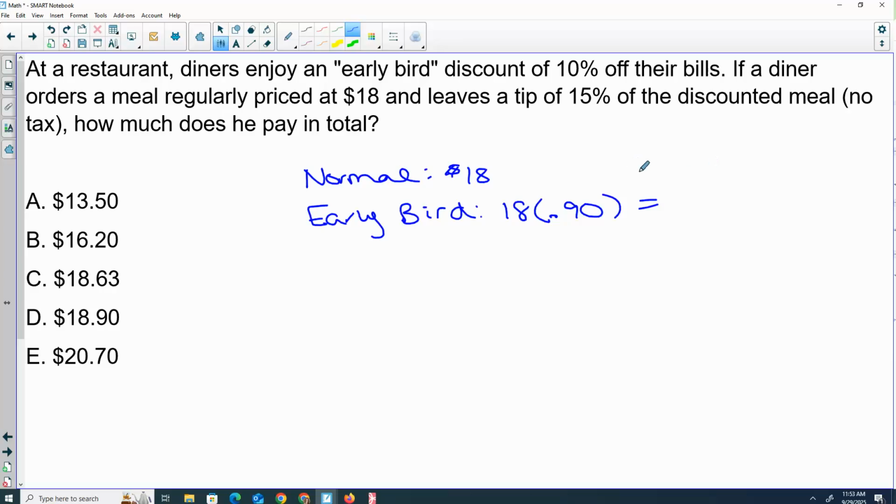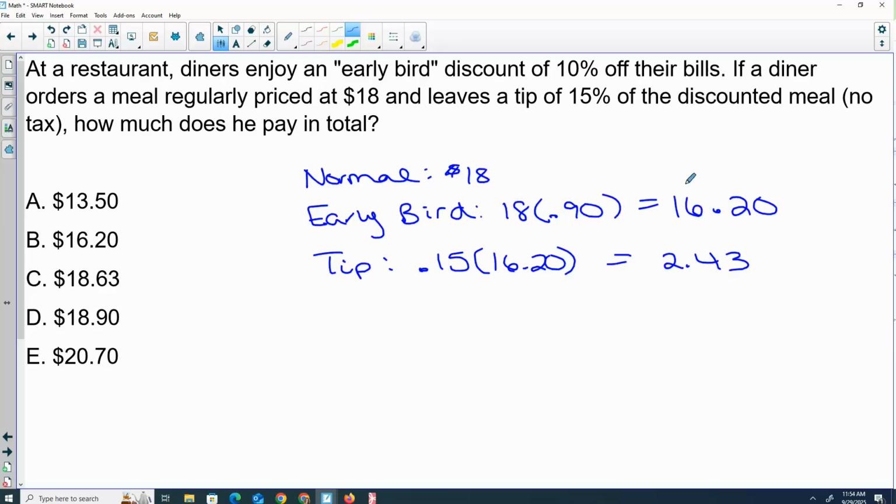So if you do your 18 times 0.9, you get the 16.20. So that's how much you would end up paying. Now, your tip is 15%, so 0.15, of means times the discounted meal. So your discounted meal is 16.20. You take that times 0.15, you get 2.43. So you actually end up paying your price plus your tip. That's $18.63.